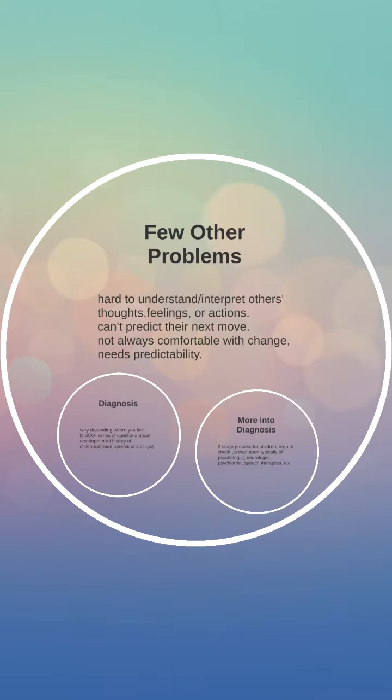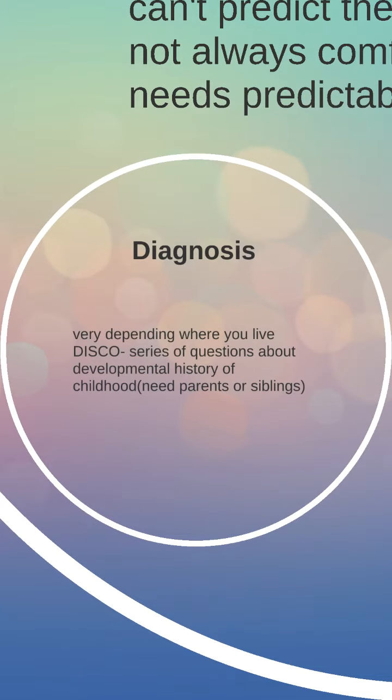A few other problems. Hard to understand and interpret other people's thoughts, feelings, or actions. Can't predict their next move. Not always comfortable with change. And they need predictability, like they like order.